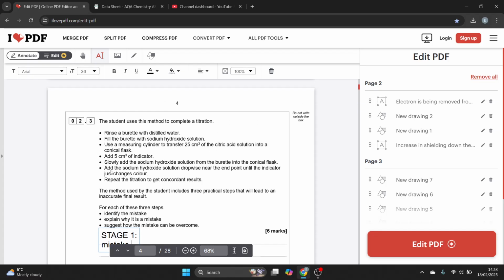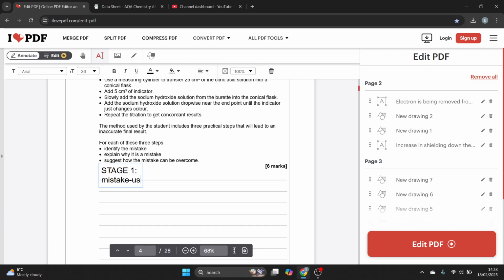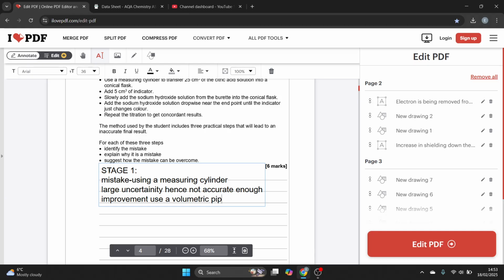Well, it says use a measuring cylinder to transfer. Use a dropping pipette, use a pipette. So using a measuring cylinder, well, explain why it's a mistake. Large uncertainty, hence not accurate enough. Improvement: use a volumetric pipette or graduated pipette.